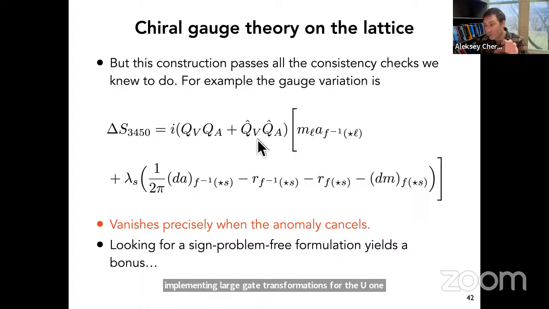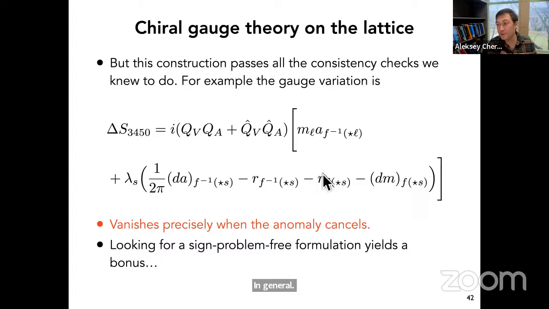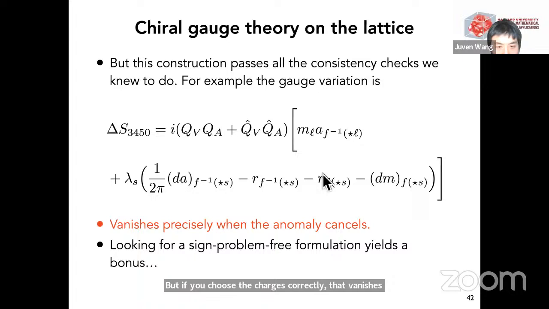So basically the gauge variation of the action is not necessarily zero in general. So you get something involving gauge parameters, that's bad. But if you choose the charges correctly, that vanishes. Right. So that's just like in the continuum, of course.